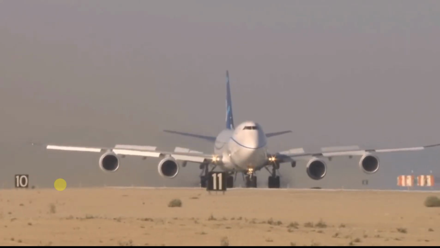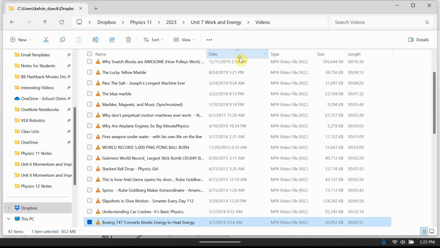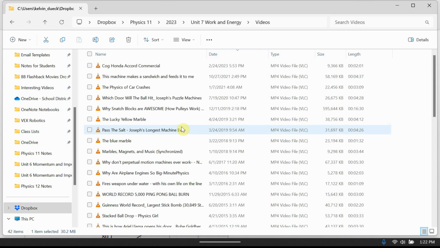So that's kinetic energy being turned into heat. You don't always have to turn it into heat, though. Here's a physicist from Sweden who's standing in front of a loaded rifle aimed at himself, and he's about to pull the trigger.